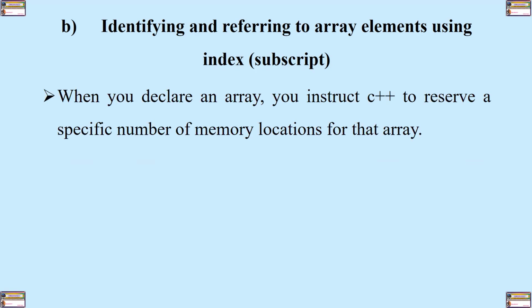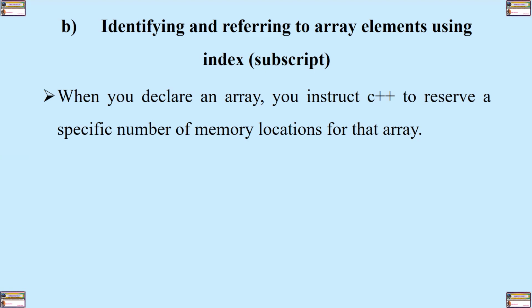The second way of identifying elements and referring to them is using index or subscript. And this is what the programming languages use. Once you have known how you can identify the rows and the columns, row major and column major, then that knowledge helps you to know how the compiler identifies those elements through subscripts, because the same applies.